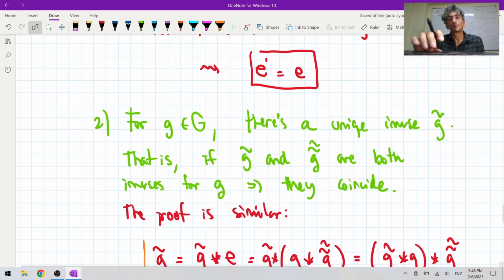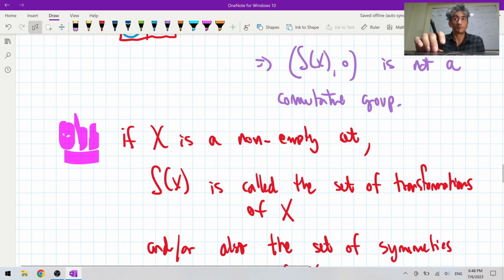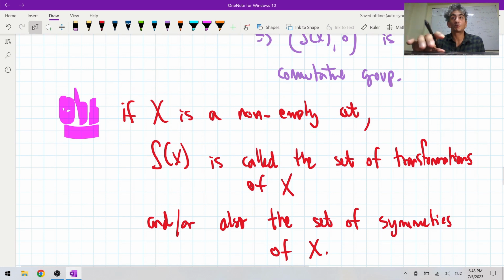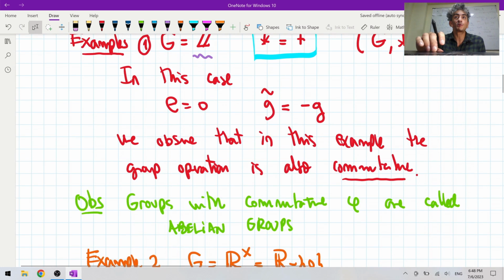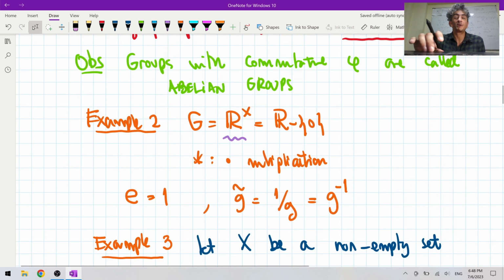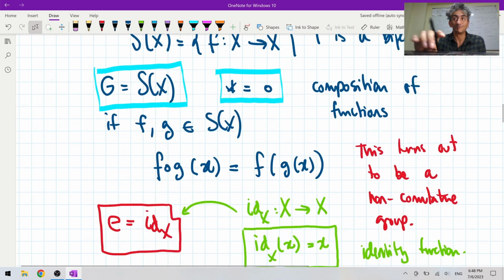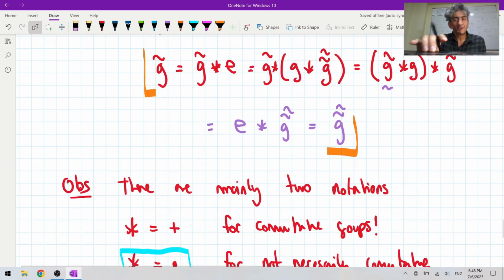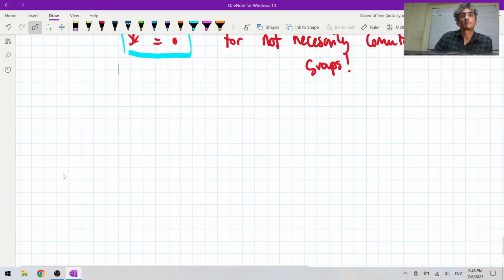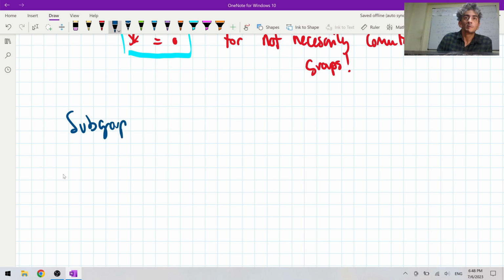So there are plenty of examples of groups. We just talked about transformation groups, and we have talked about the integers with addition and non-zero real numbers with multiplication. Okay, but there are many, many others, right? Let's talk about subgroups. So what is a subgroup? A subgroup is a group within a group.